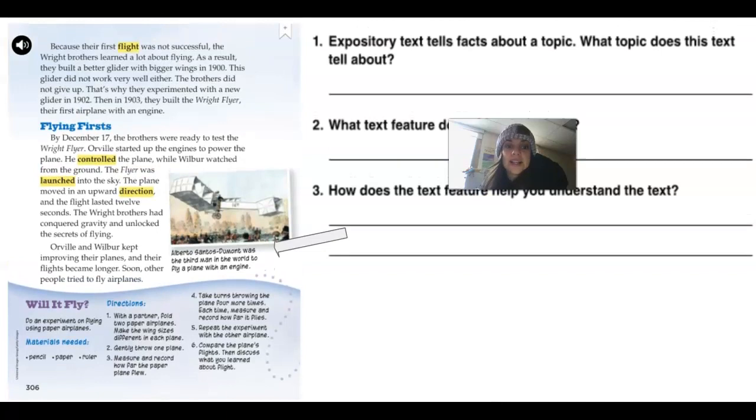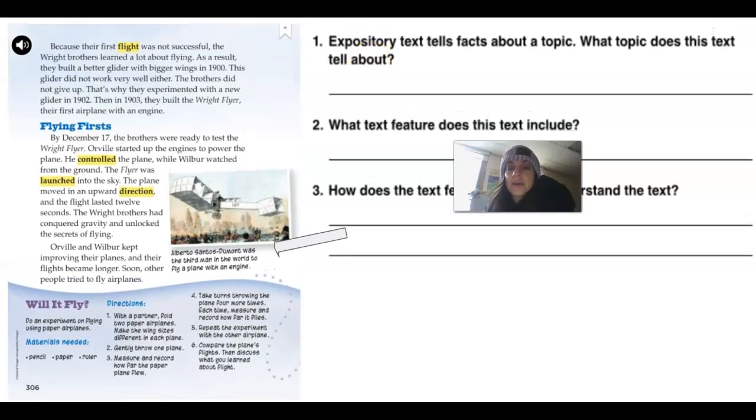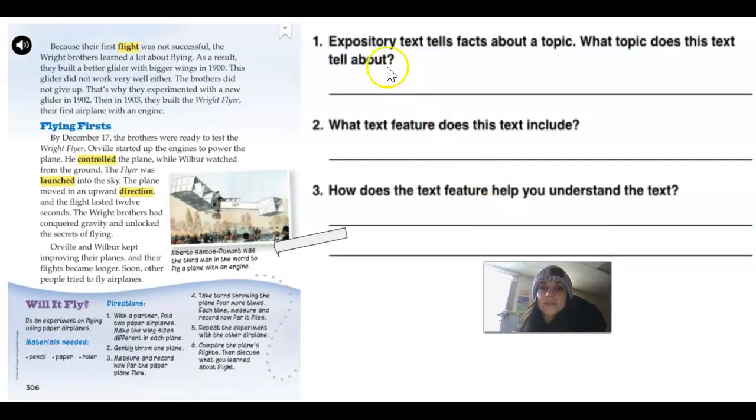As we are reading the text today, we will be thinking about these questions. Number 1, expository text tells facts about a topic. What topic does this text tell about? Number 2, what text feature does this text include? And number 3, how does the text feature help you understand the text?